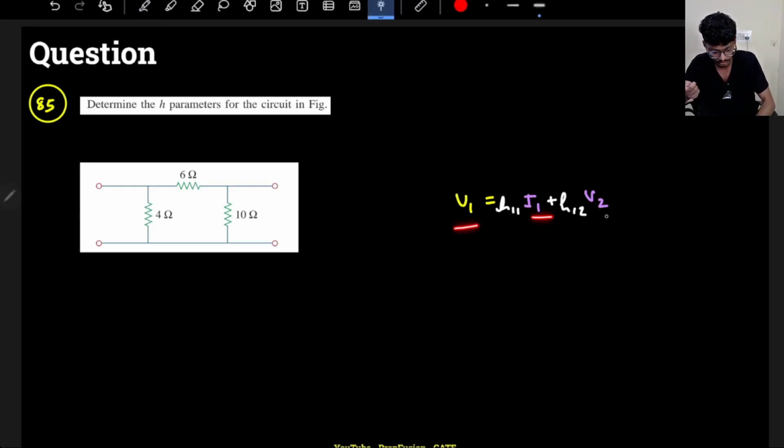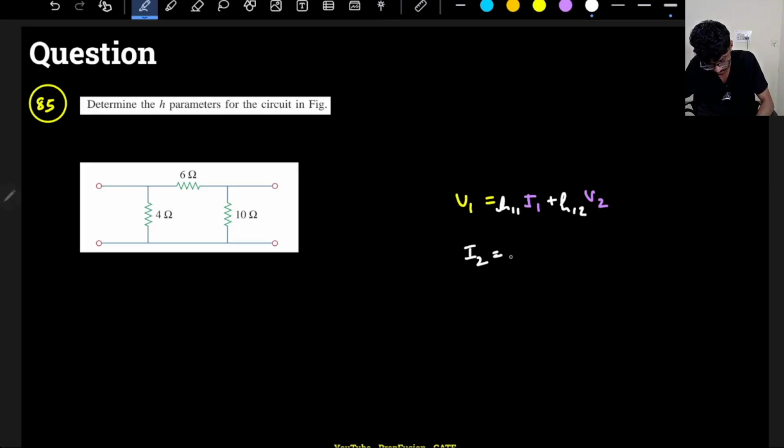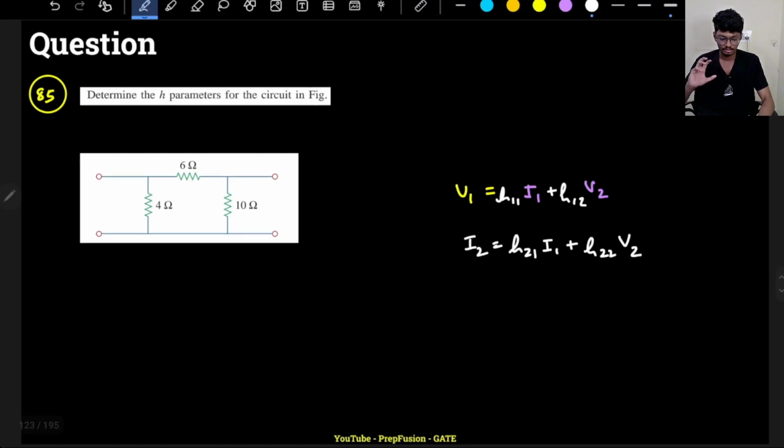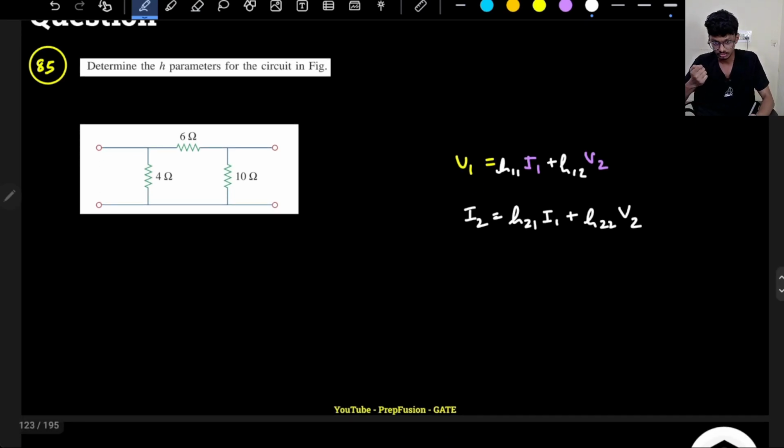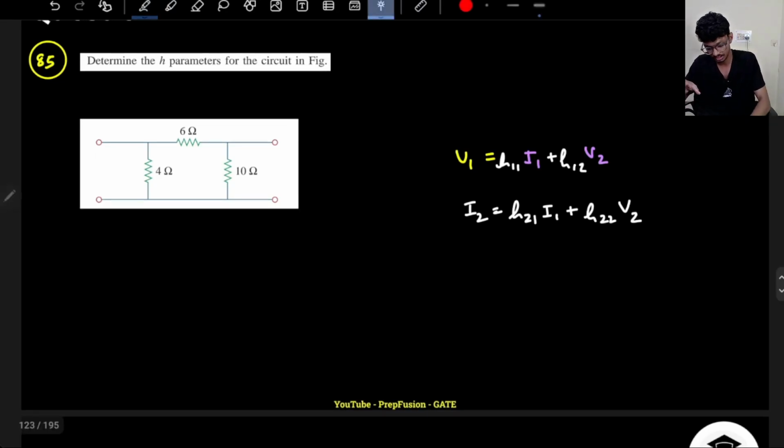So I have taken v1, i1, v2, i2 is left. So I will write here i2 equals h21 i1 plus h22 v2. Okay, so ultimate thing is, I understand it will cost you an extra 10 seconds, but at least there will not be any confusion and you will not forget the parameters, right?